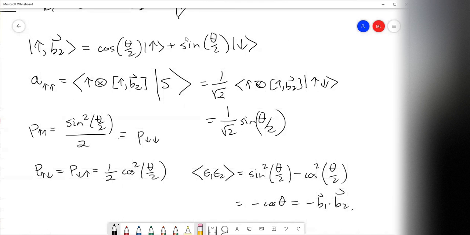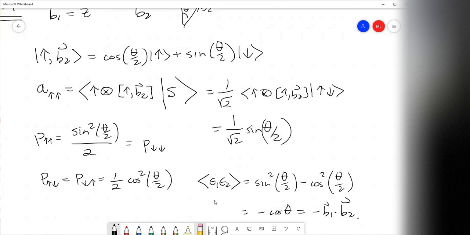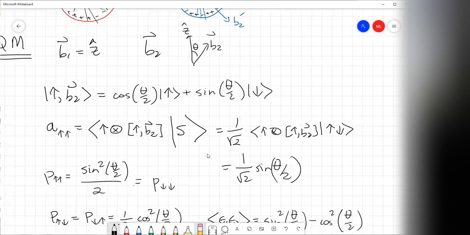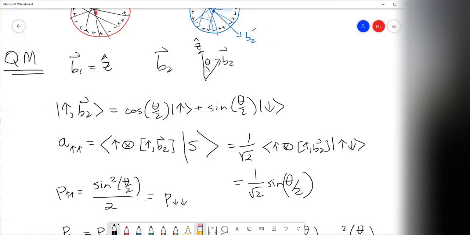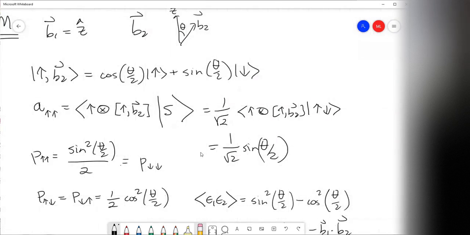Right, so that's what quantum mechanics tells us about the average of this quantity, epsilon1, epsilon2, it's minus b1 dot b2. Again, this is measuring along direction b1 and direction b2. And we just, without loss of generality, chosen b1 to be the z-axis and b2 to be some arbitrary angle theta away. Okay, so that's one part of the calculation.